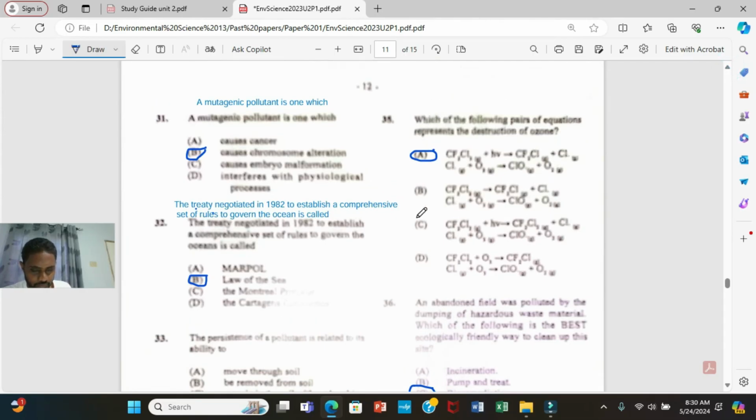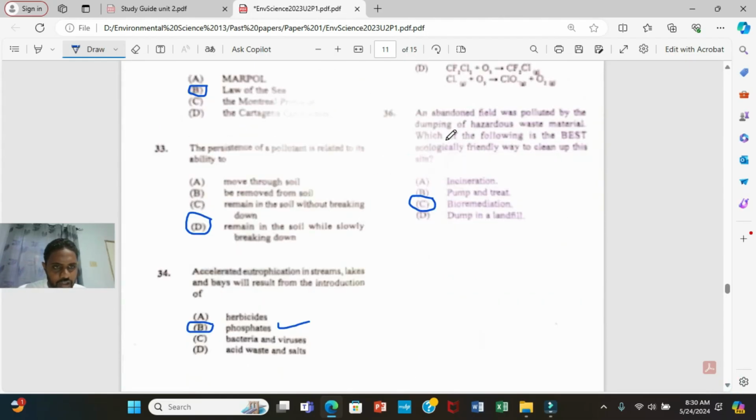This one would be A. It's on the paper 2020. All right, 36. It says an abandoned field was polluted by dumping of hazardous waste material. Which of the following is the best ecologically friendly way to clean up this site? Ecologically friendly, guys, is bioremediation. This one uses microbes to clean up the site, the poison. All right, that would be C.